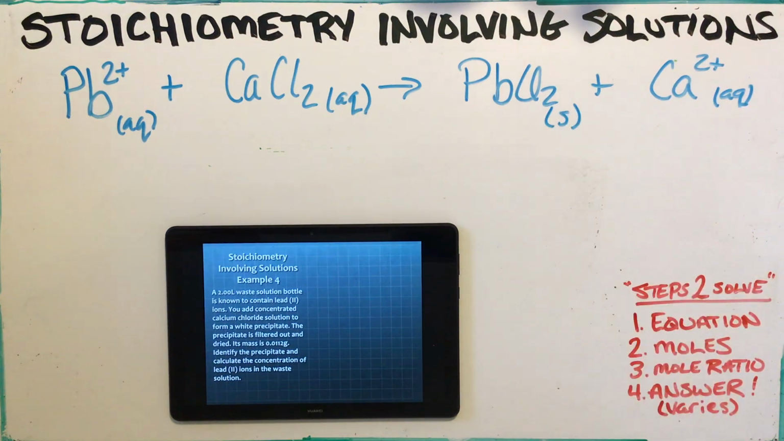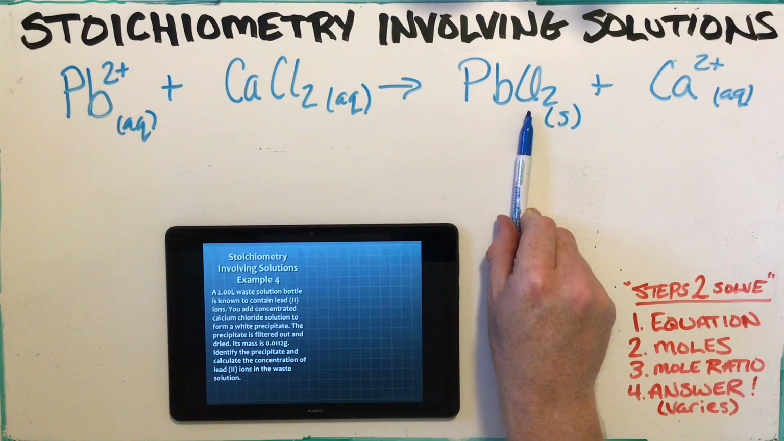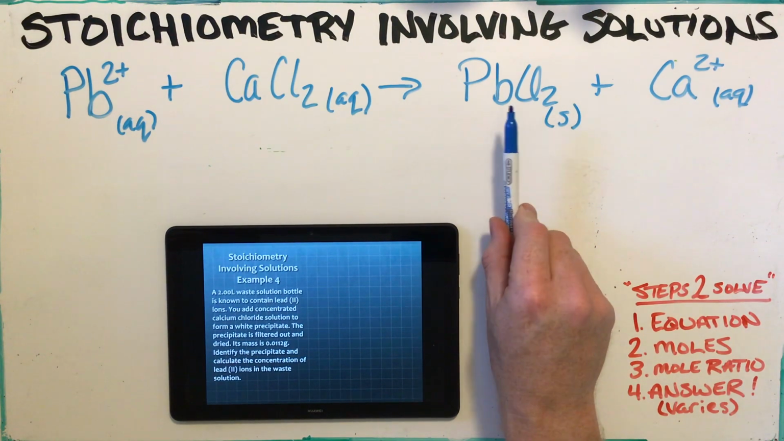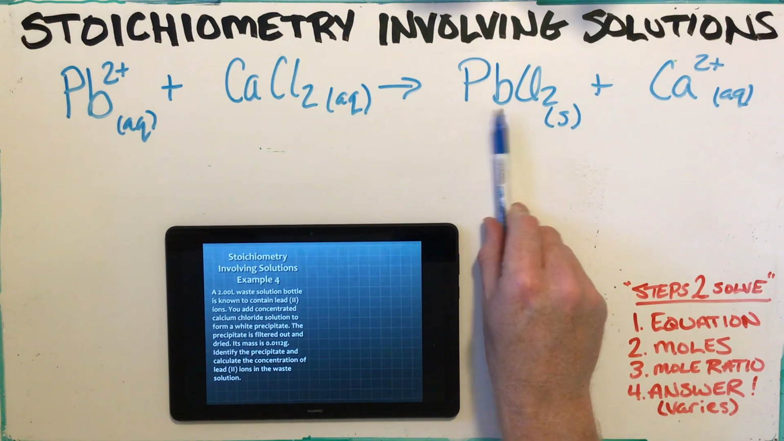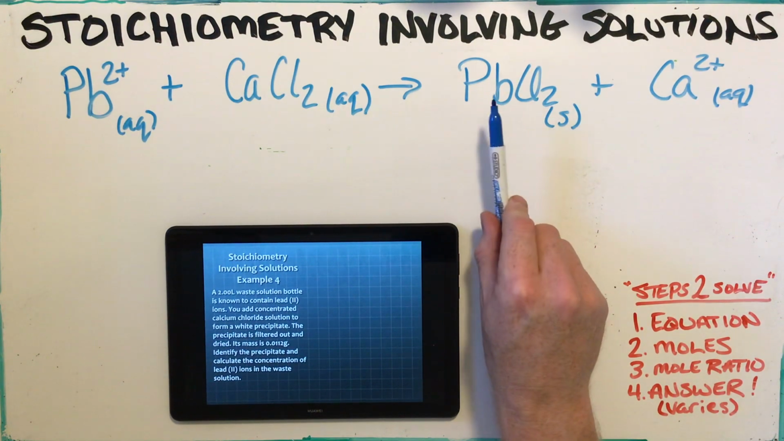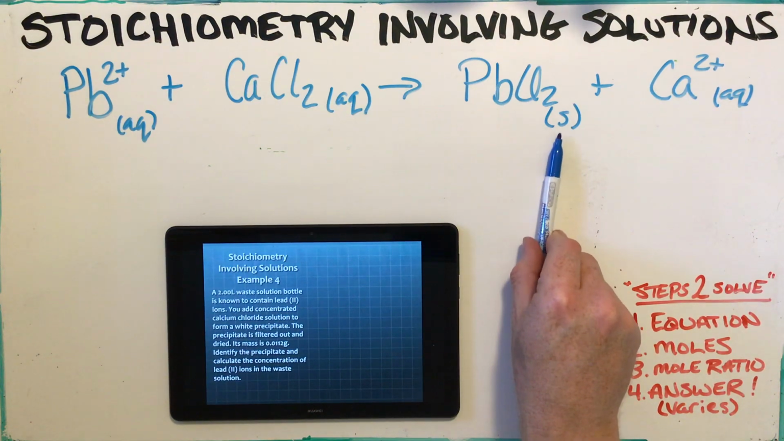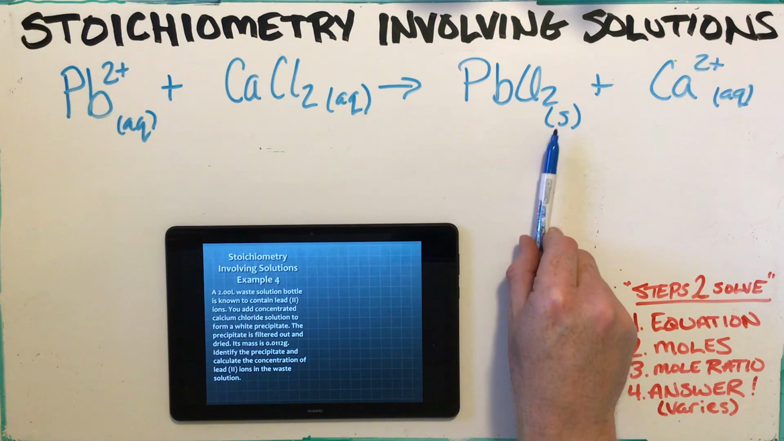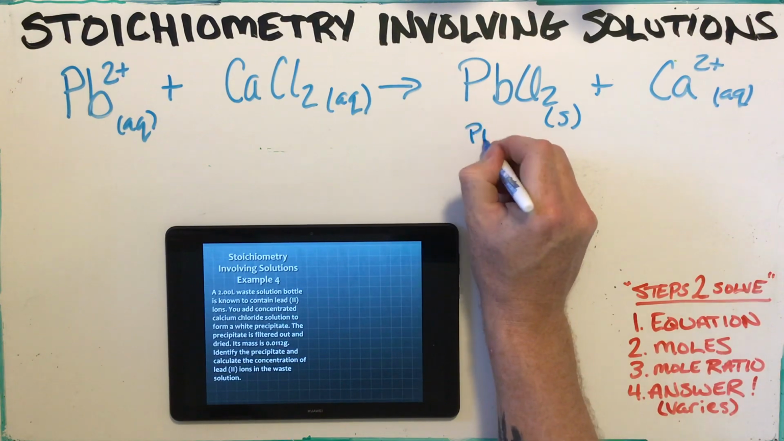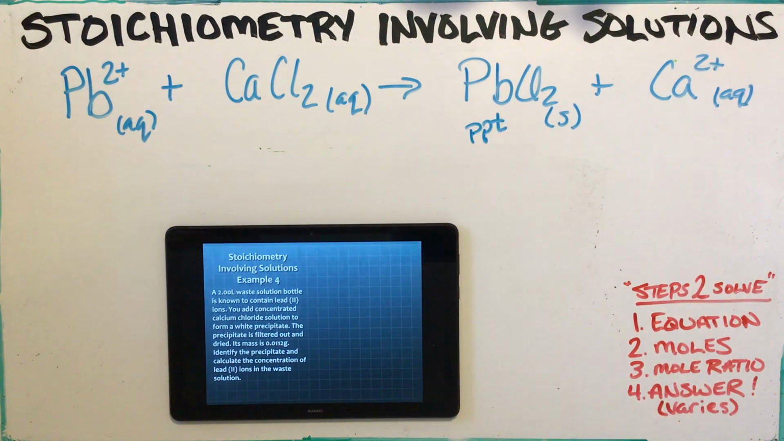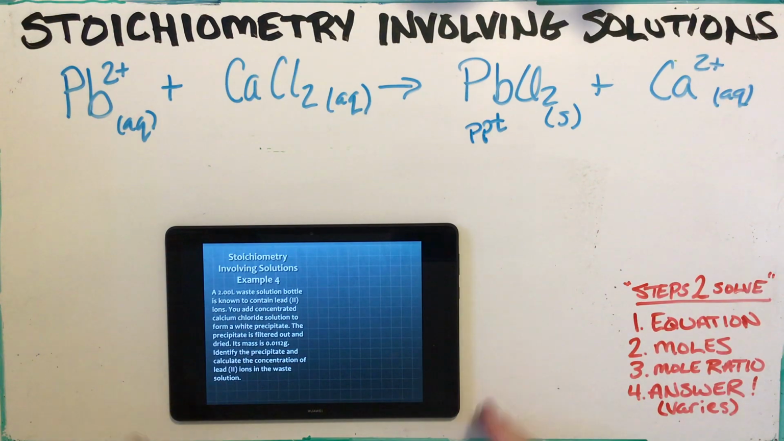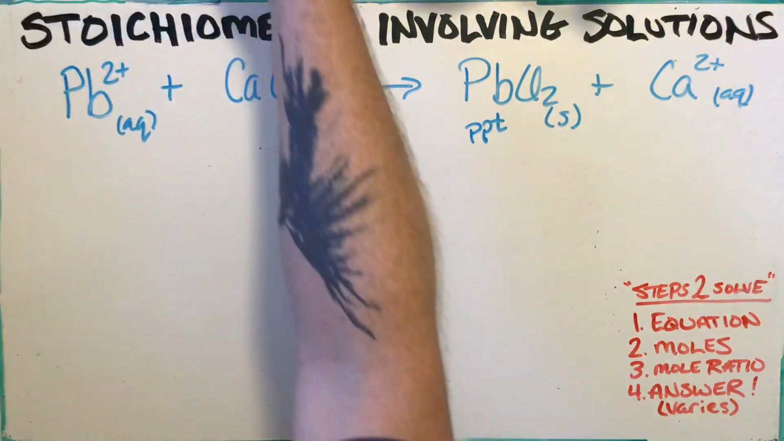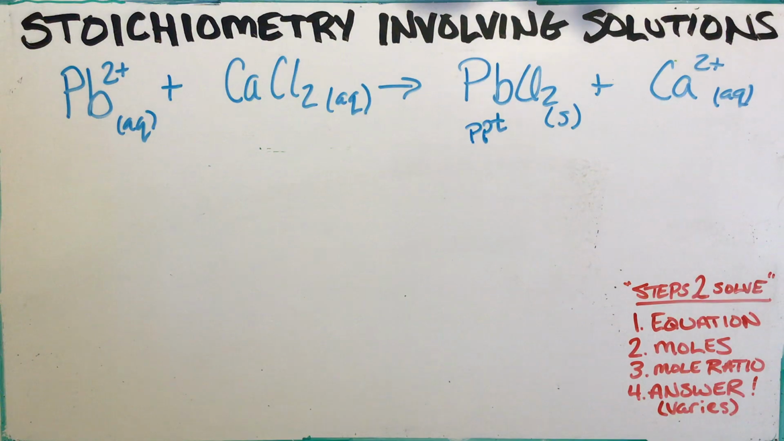If I use my solubility rules, chlorine is a halide, and all halides are soluble except with lead 2. So this is soluble, it's aqueous, but when I put it with lead 2, it becomes solid. It becomes a precipitate. So this is my precipitate. All right? I know that looks like the thing for PowerPoint, but it's precipitate.